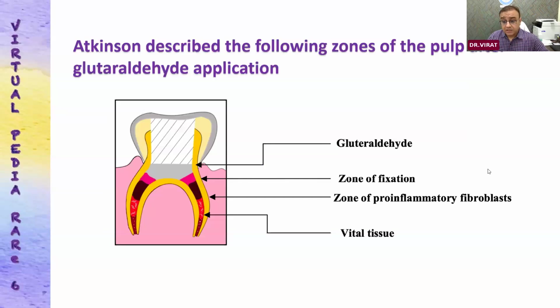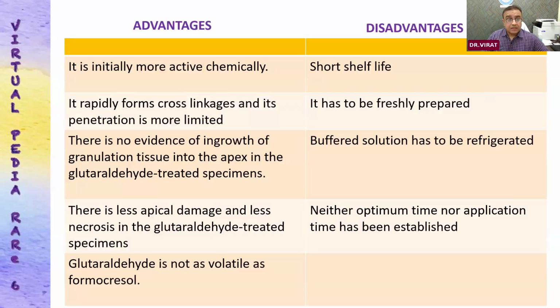Atkinson described the two zones of pulp after glutaraldehyde application. First is the zone of fixation and second is the zone of pro-inflammatory fibroblasts. Advantages: it is initially more active chemically, it rapidly forms cross linkages, and its penetration is more limited. There is no evidence of ingrowth of granulation tissue into the apex in the glutaraldehyde treated specimens, and there is less apical damage and less necrosis.